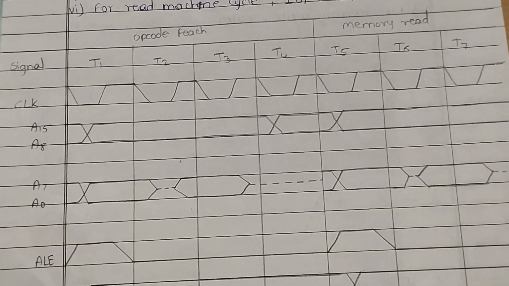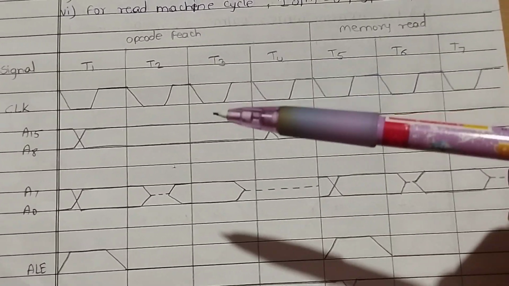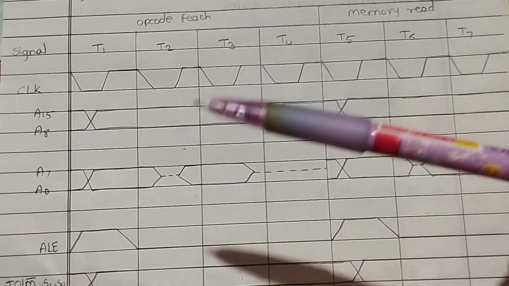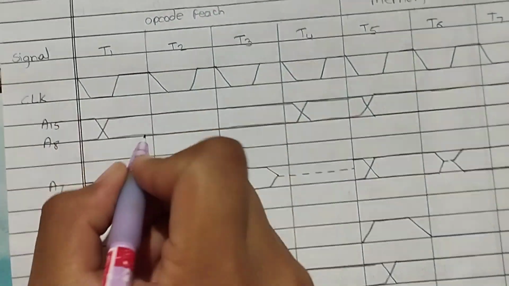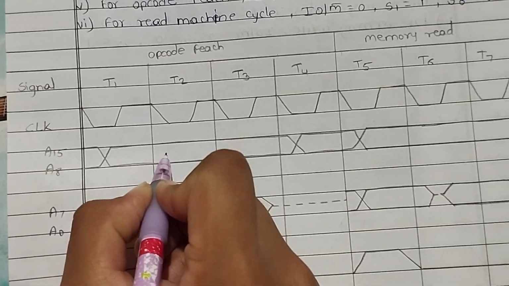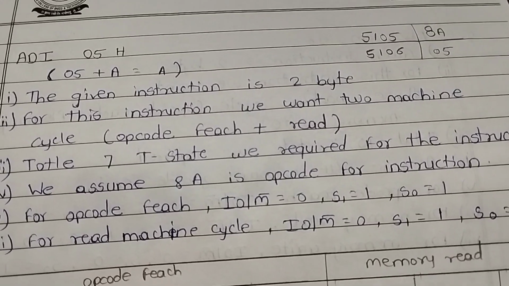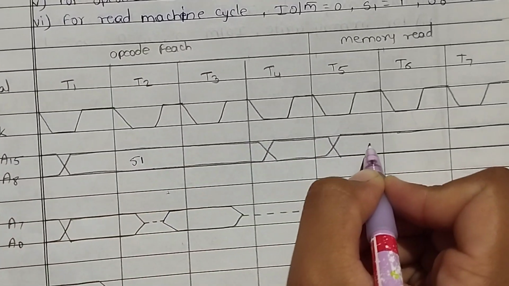As our first step, we draw all the columns, T states: 4 for the opcode fetch and 3 for the read. Then we draw the clock cycle, then addresses, ALE, IO/M bar. Now here we mention all this data, meaning the higher bit addresses are 51, 51. So we write here 51.